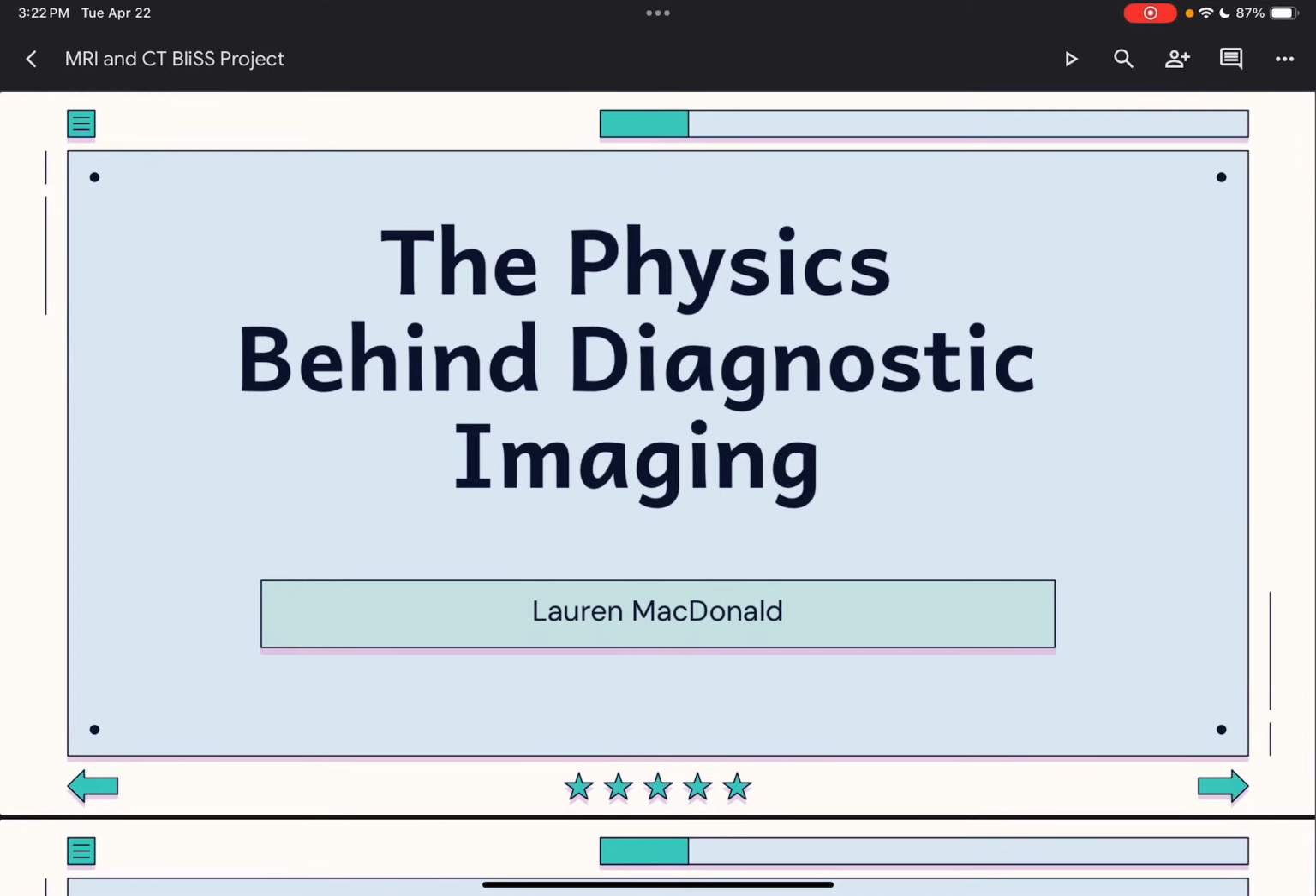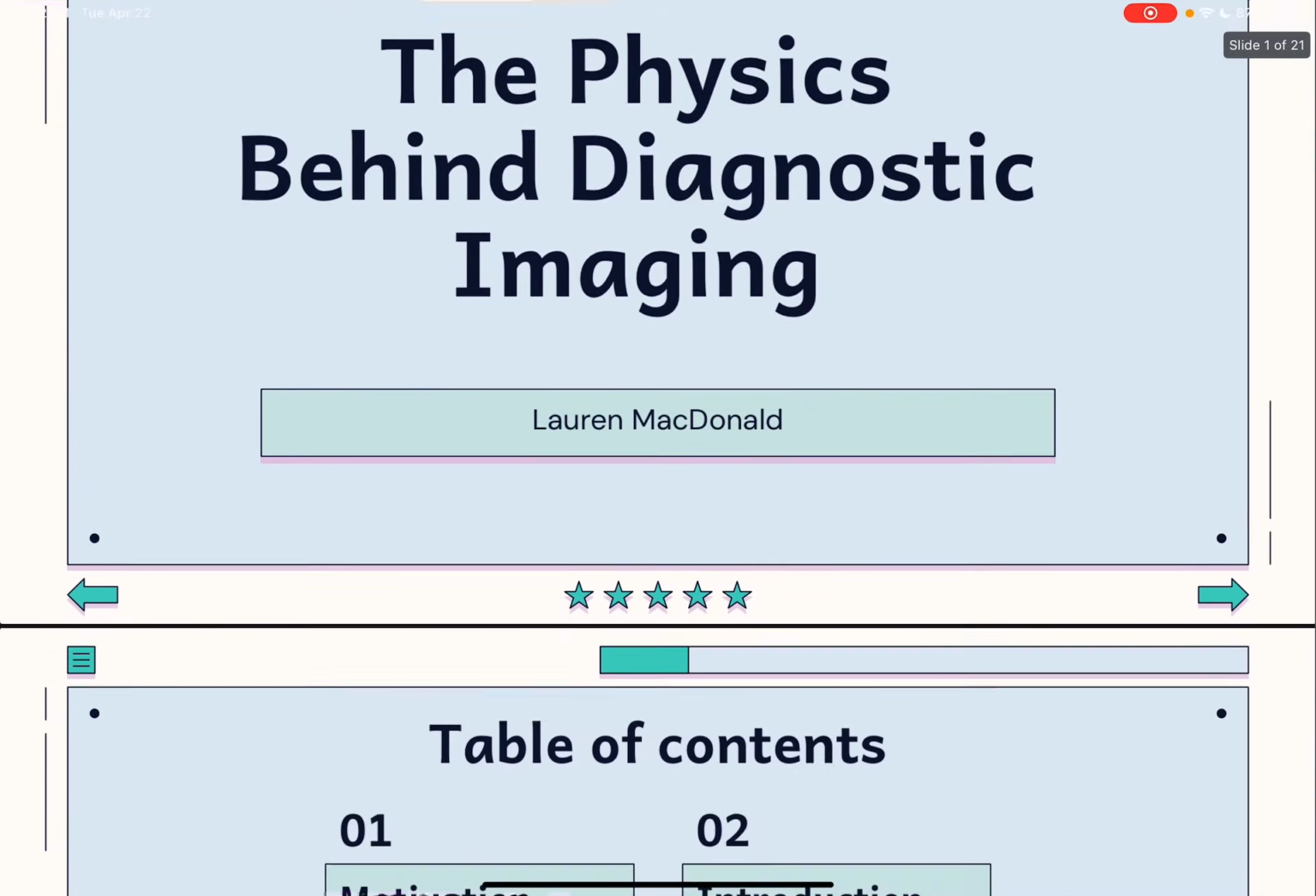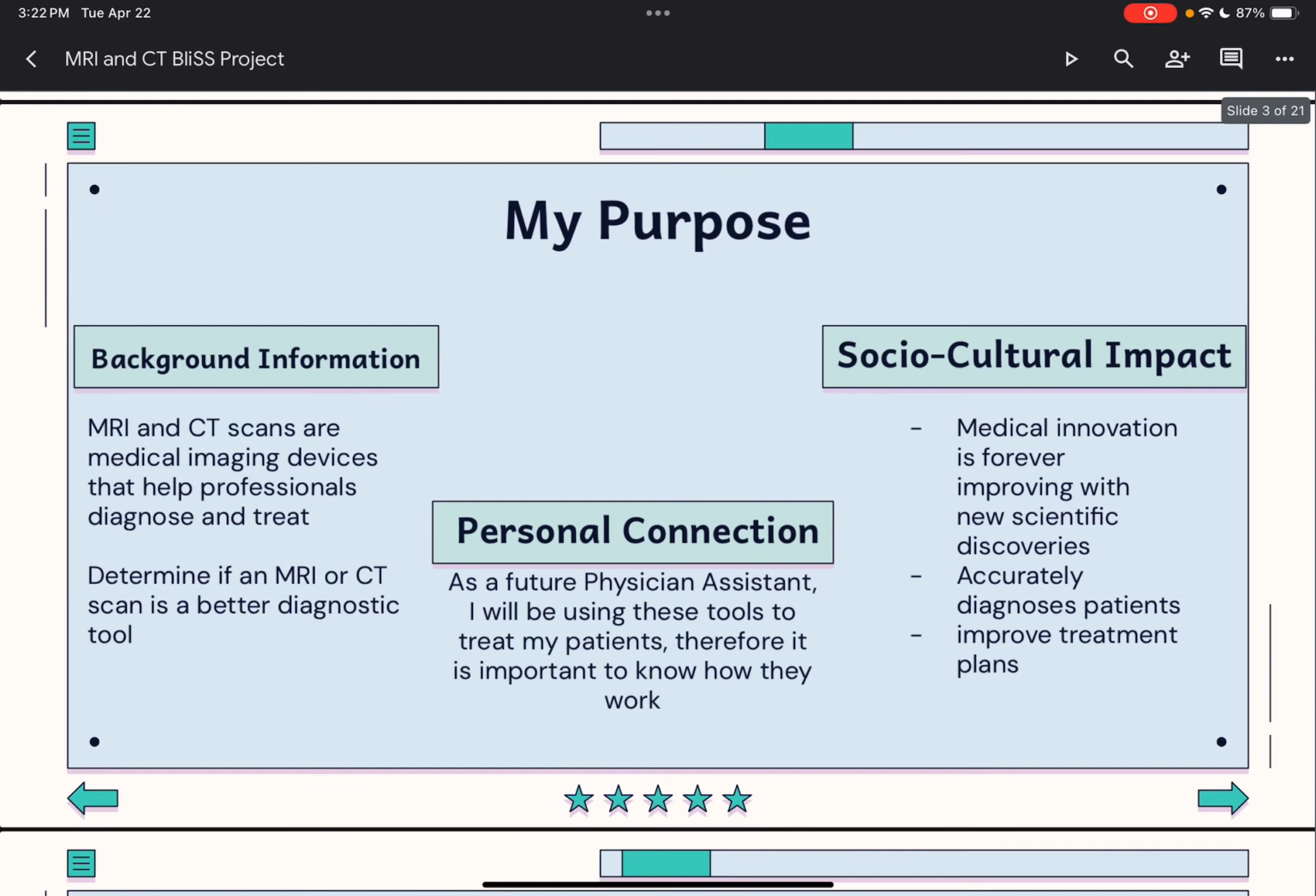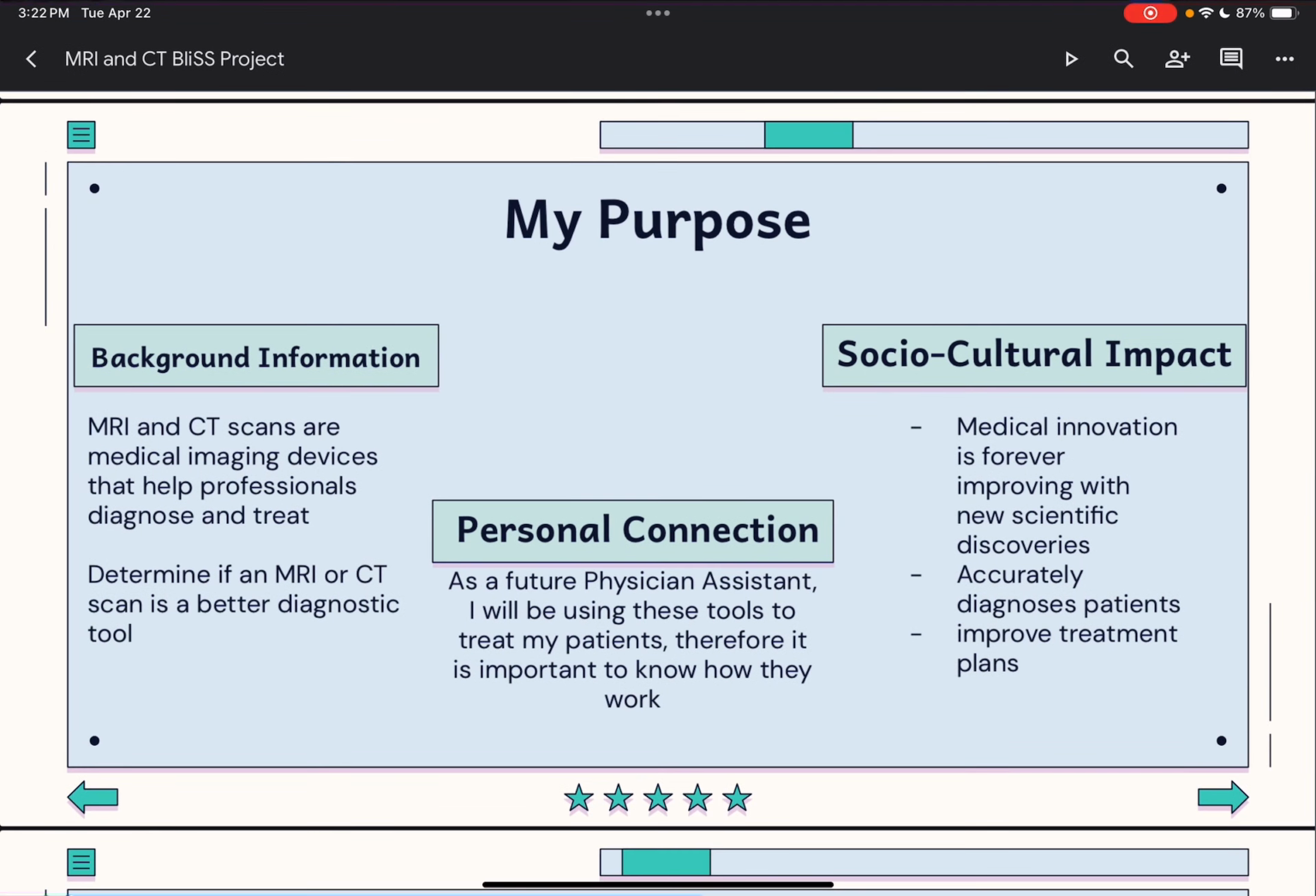This is my project on the physics behind diagnostic imaging. My purpose is to discover MRI and CT scans as medical imaging devices, understand more of the physics behind them, and also to see if MRIs or CT scans are a better diagnostic tool than each other.